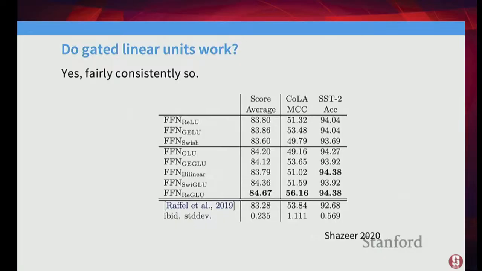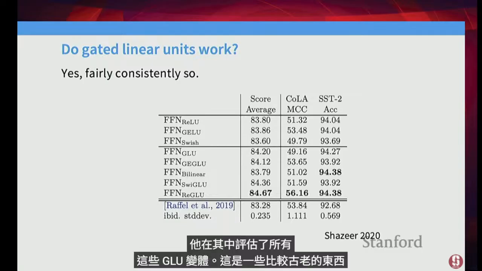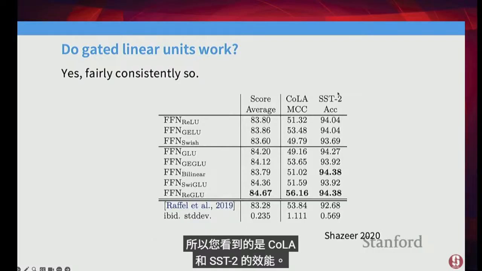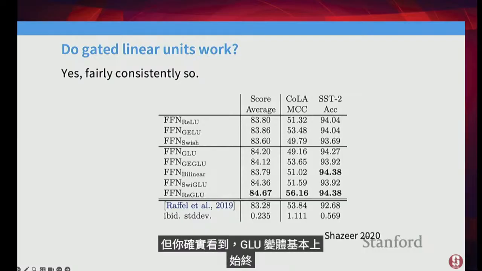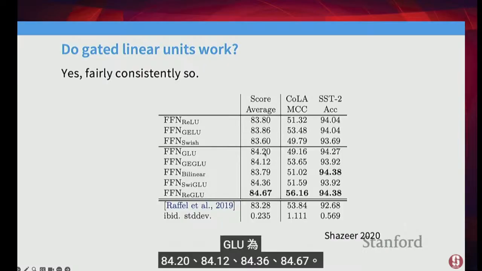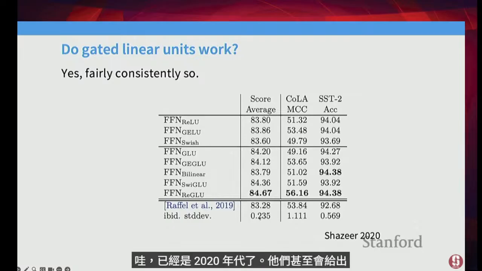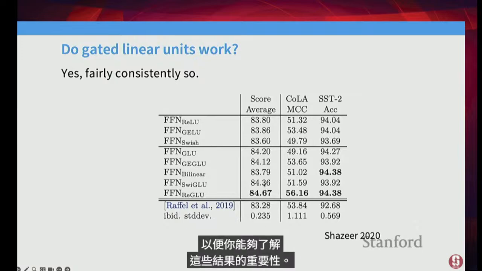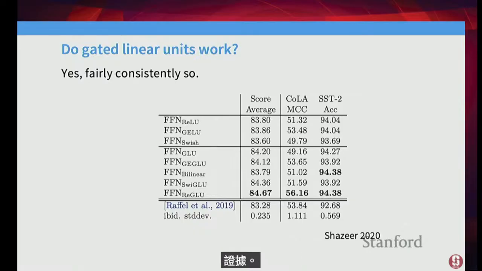All right. So do gated linear units work? I will have more modern evidence for this as well, but I thought I should take you straight to the horse's mouth, Noam Shazeer's original paper, where he evaluates all these GLU variants. This is somewhat older stuff, so you're seeing CoLA and SST-2 performance. But you do see that the GLU variants consistently perform better, right? GLU is 84.2, 84.12, 84.36, 84.67. And wow, it's the 2020s, they even give you the standard deviation so you can figure out how significant those results are, and they in fact are significant, right? And so this is some nice evidence to see here.